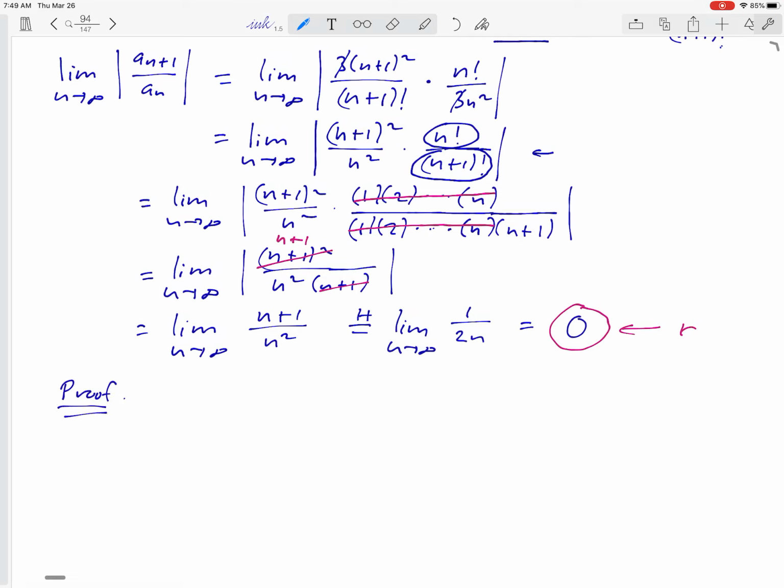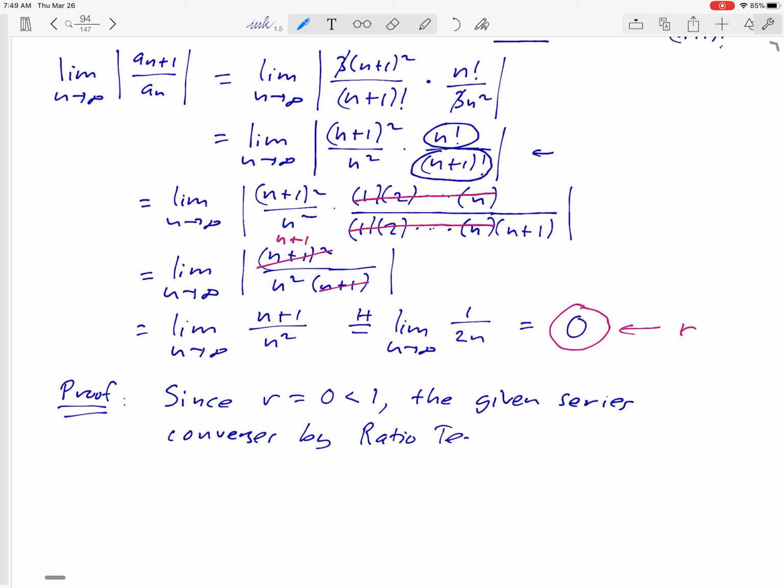Okay, scroll down, and the last step is to just write our proof. The good news is, even though the algebra that we did was quite a bit of work, the proof is actually pretty short. All we really have to say is, since we got an r of 0, which is less than 1, our series has to converge by the ratio test. And again, instead of rewriting the whole series, I'm just going to say the given series converges.